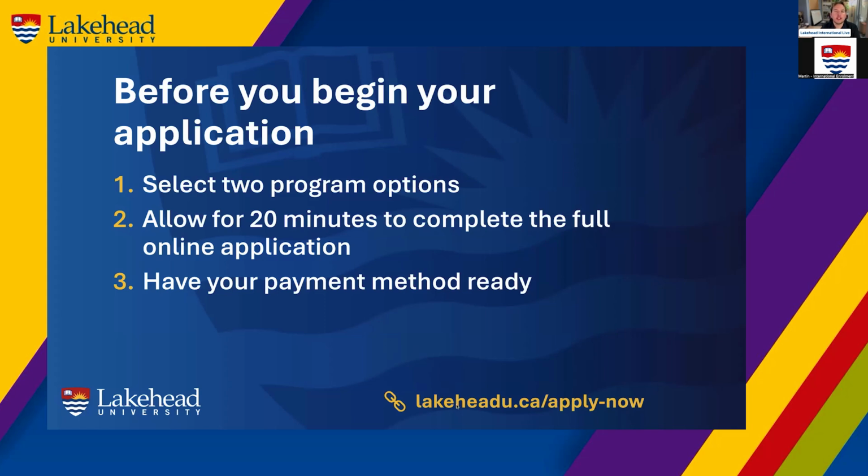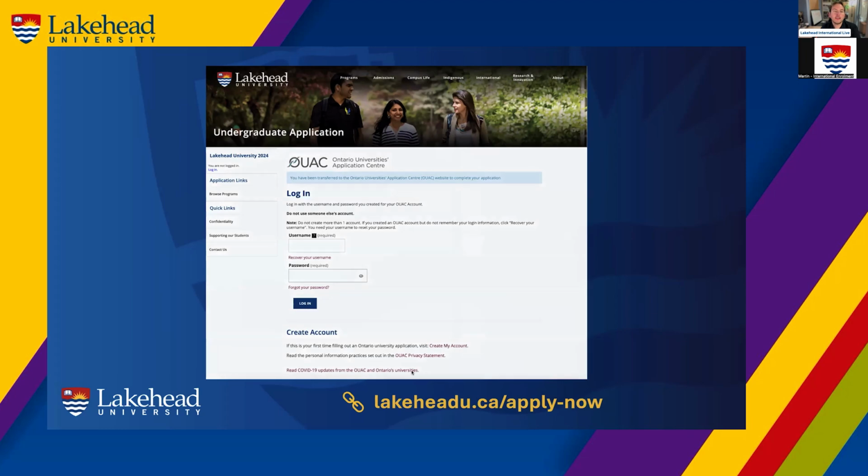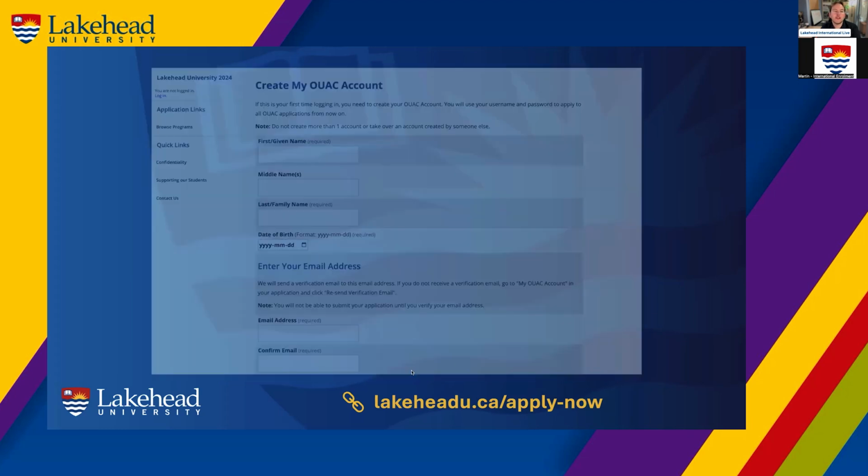So once you're on that website and you're actually on the undergraduate application form, you're going to land on a page that looks similar to this. This is the Lakehead University direct application. It is powered by something called OUAC, Ontario Universities' Application Centre. It will first ask you to log in. However, you can see at the bottom of this screenshot, there's also a section called Create Account. For anyone that has not completed a Lakehead University application for undergraduate studies before, you can begin by creating your account. When you do that, it's going to ask for some basic information to get you set up, including your first name, any middle names, and your family or last name. It will also require your date of birth and your email address.